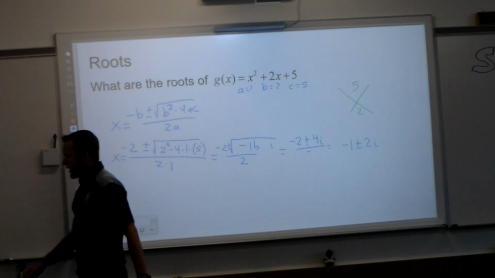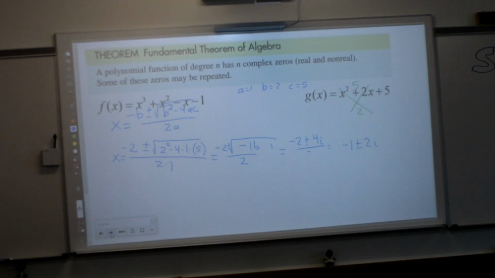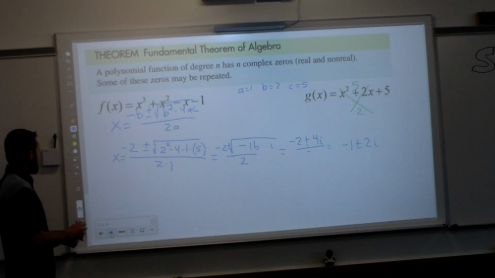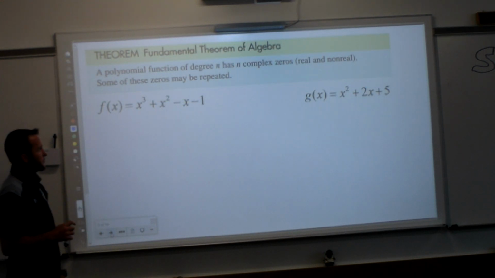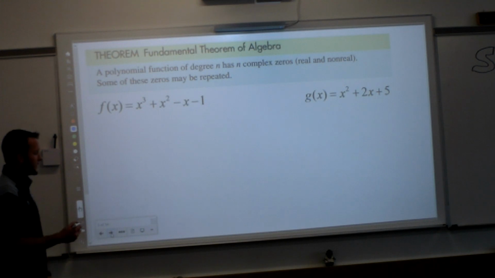Alright, so now we've seen two examples where we're getting complex roots. We saw our warm-up example, and we saw this last one where we got roots that had imaginary numbers in them. So here's the fundamental theorem of algebra. A polynomial function of degree n has n complex roots, real and non-real. Some of these zeros may be repeated.